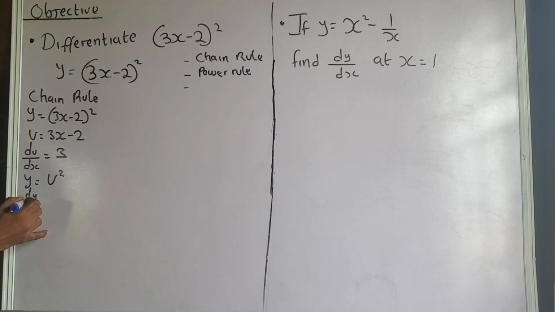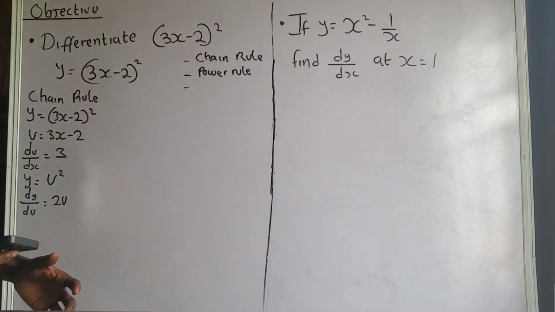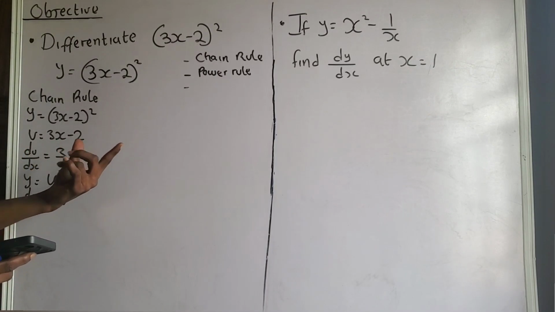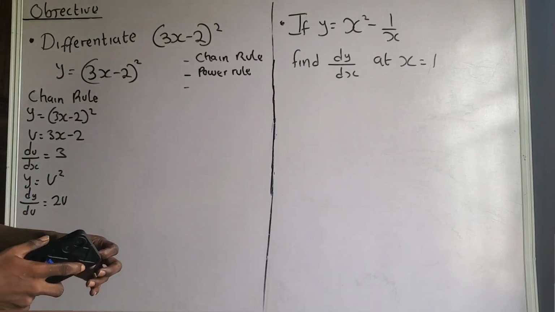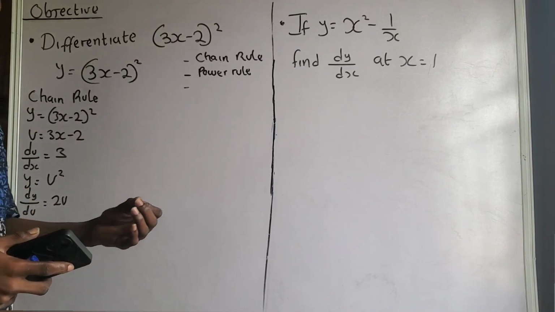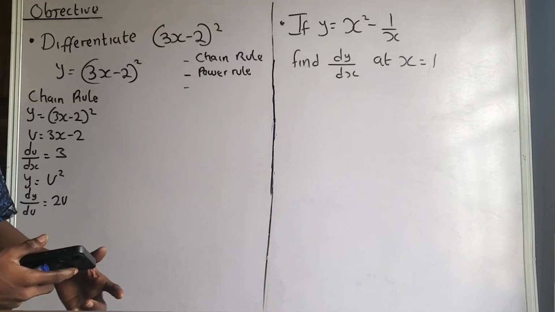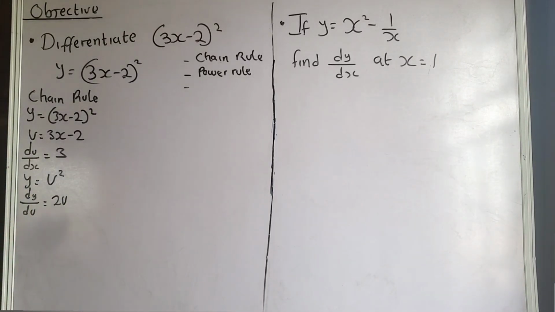And then dy all over du will be equal to 2u. Don't worry, if you want to learn more on differentiation, check the link in the description of this class, okay? If you didn't understand this topic before, what I'm doing might be strange to you. So just check the link in the description of this class. You will find many classes that I've done on it. So master it, okay? Now dy du equals 2u.